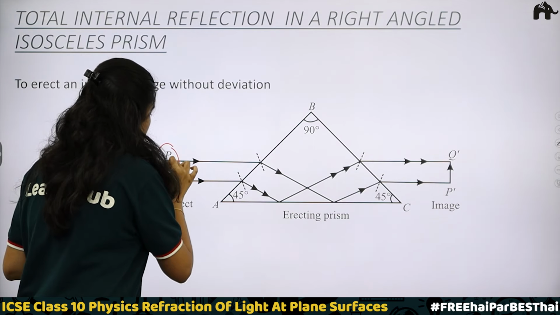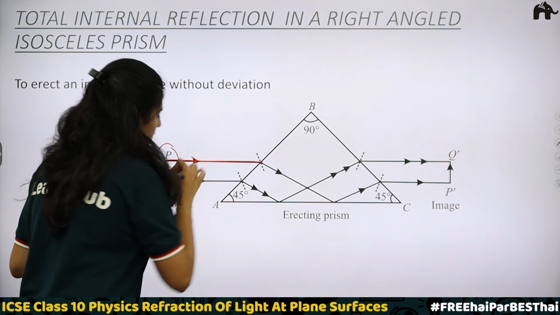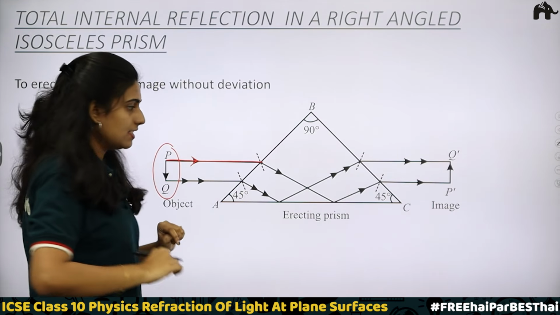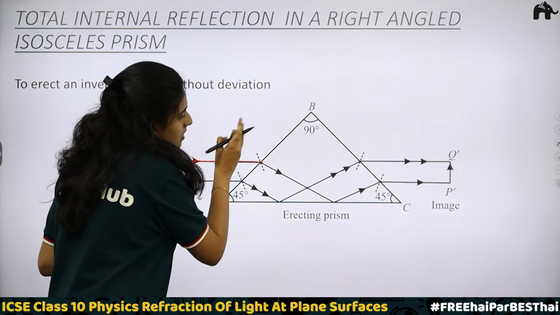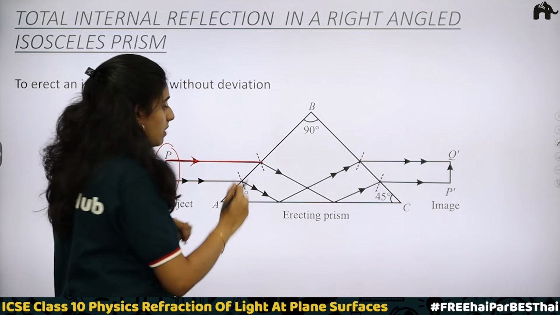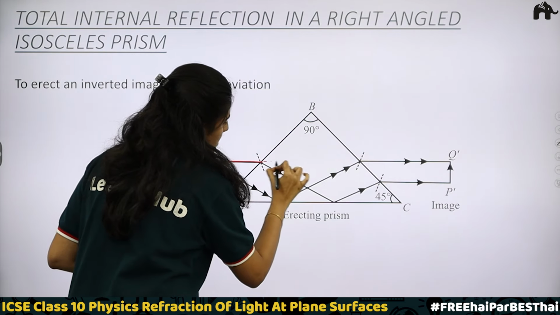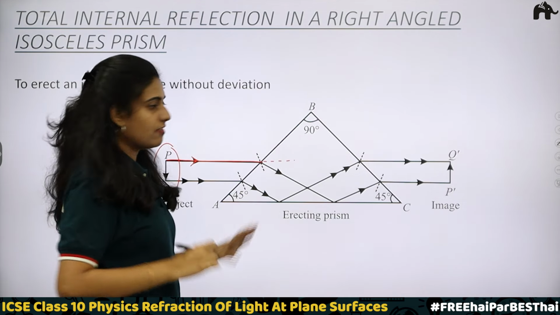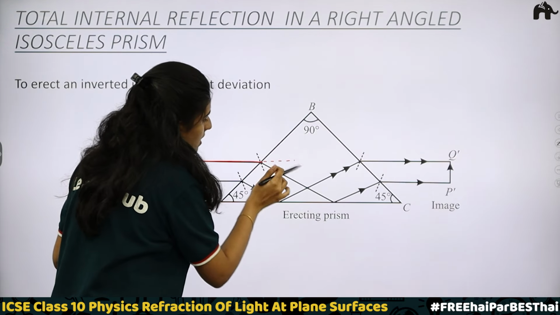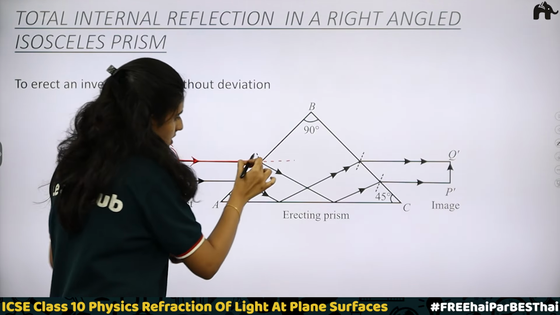Now consider incident light rays from P. This is the incident ray. Here there is no normal incidence. What happens? Light travels from rarer medium to denser medium. When light travels from rarer to denser medium, it bends towards the normal. Here this is the actual direction in which the light should have traveled. But due to change in medium, rarer to denser, the light ray bends towards the normal. This is your normal.